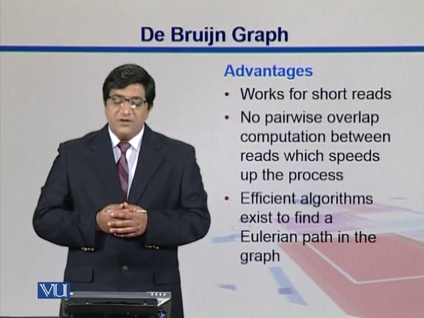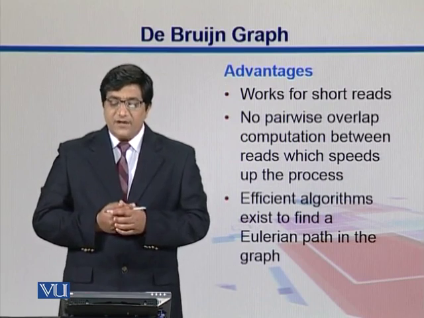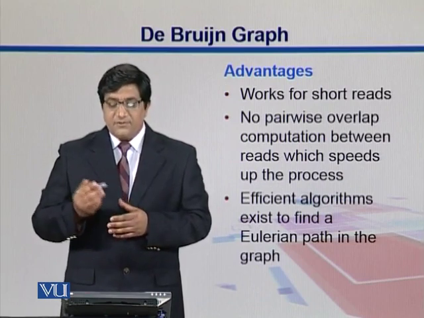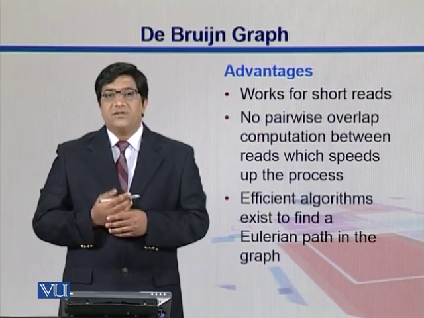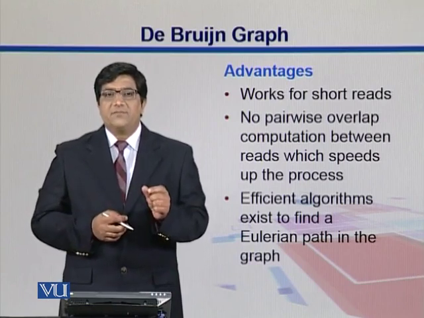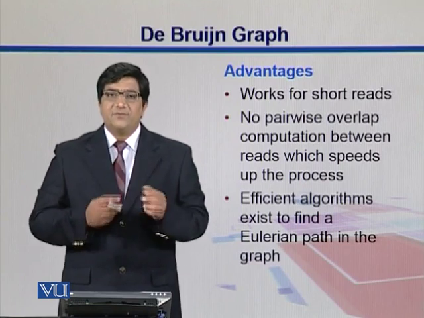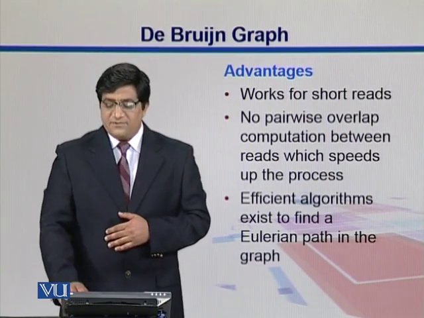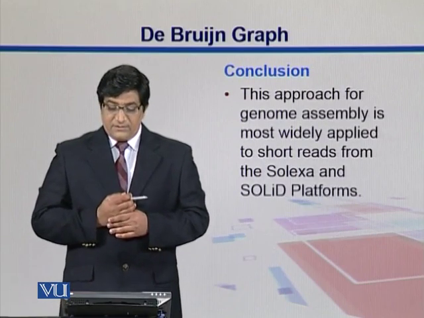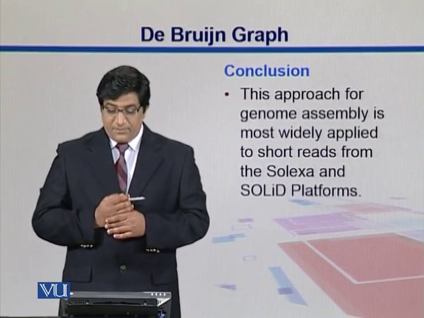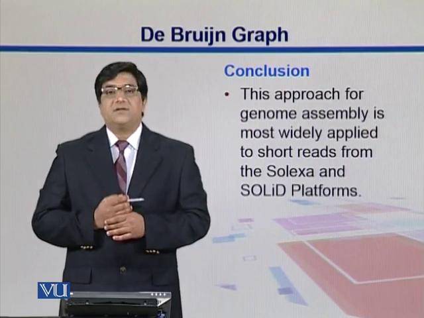They work best for short reads. There is no pairwise overlap computation, which makes it an efficient algorithm, because rather than comparing those reads in pairs, it breaks them into small k-mers or small fragments, and in the end it merges those fragments together. So it's kind of efficient, and this approach is most widely applied to short reads from Solexa and SOLiD platforms.